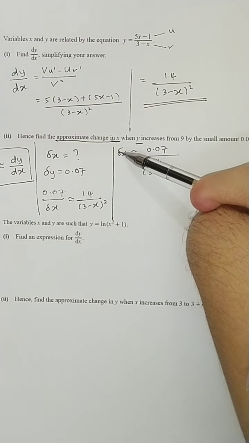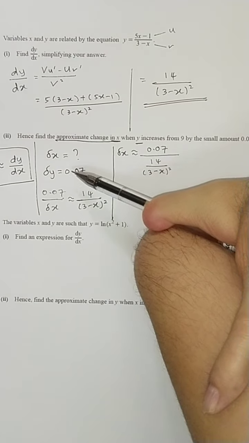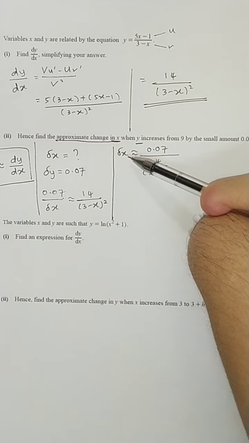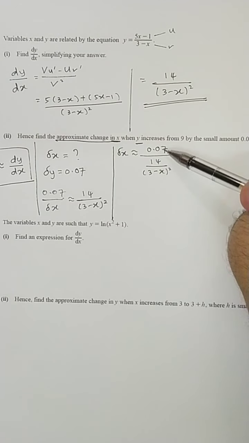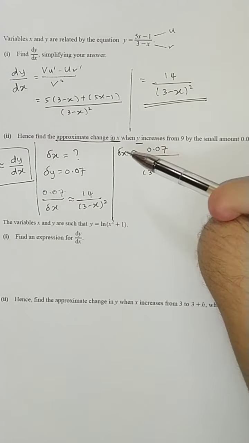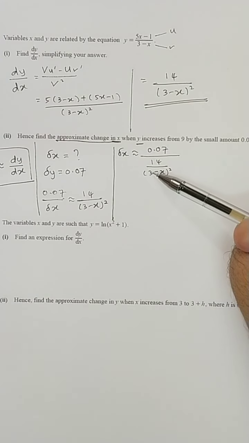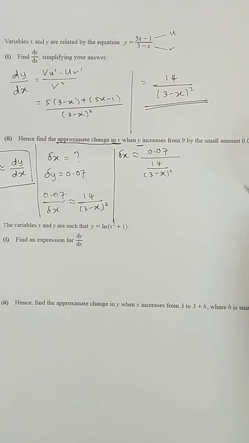Now, delta x should be a constant number for this question, because it is given that delta y is 0.07, so delta x should also be a constant value. But if you look at this expression, we have 0.07 over 14 over 3 minus x. Do you see this variable x? We need to do something. How to deal with this x?